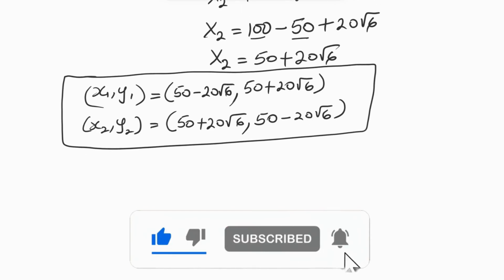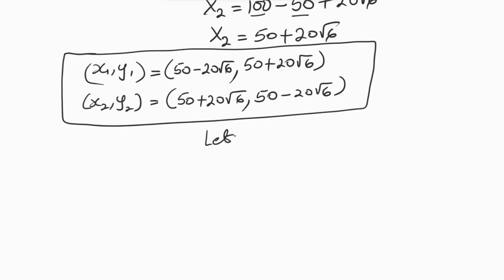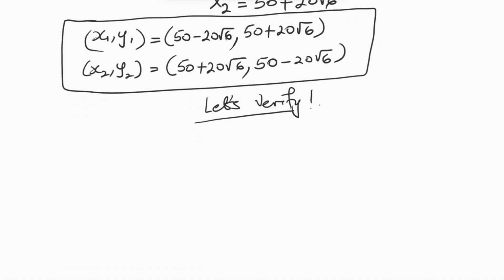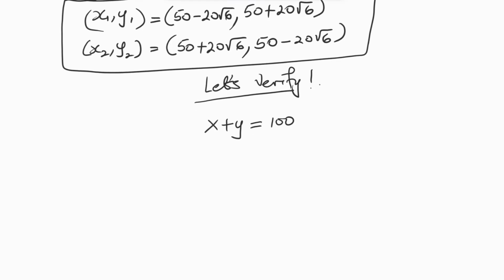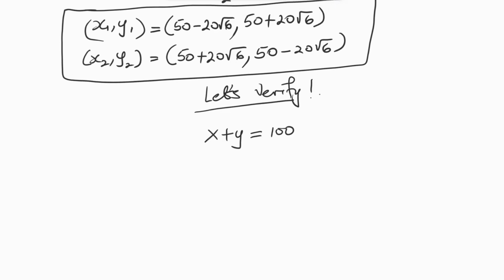But now we need to go ahead and verify. So let's verify just to make sure that our answers are correct. Let's use our equation 1. x plus y is equal to 100. So let's employ x1 and y1. We have 50 minus 20 root 6 plus 50 plus 20 root 6. And we're trying to find out if that is going to be equal to 100.